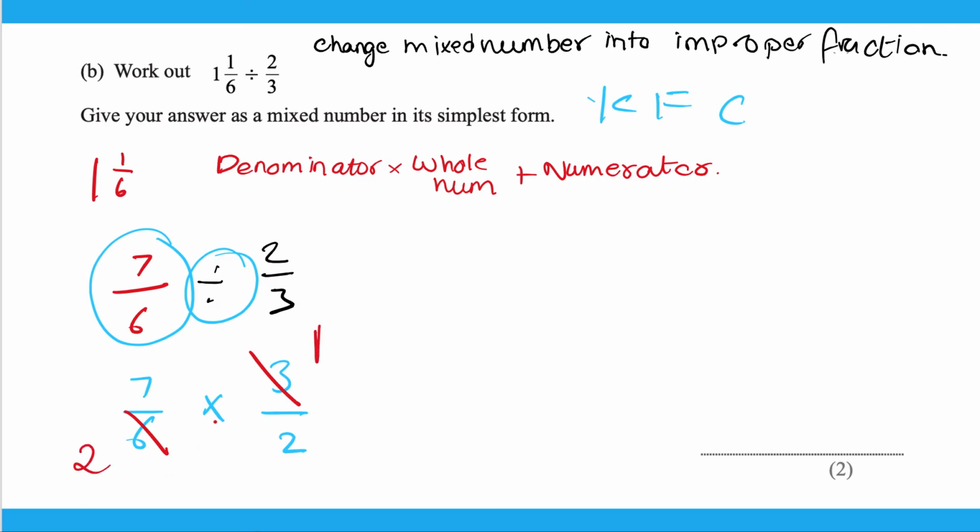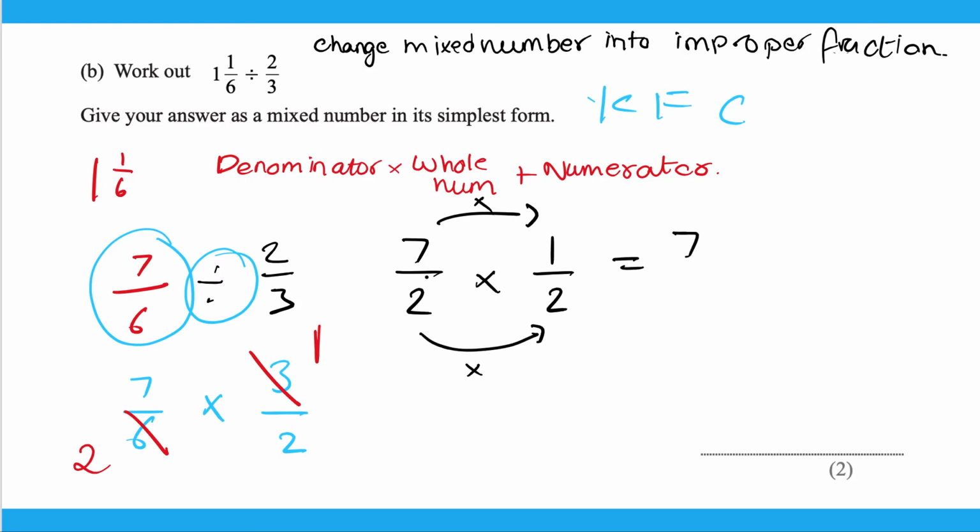Now 7 and 2 don't have anything in common, so we would have to keep it like that. Now we have 7/2 multiplied by 1/2. We can just multiply them now, it's much easier for us to do. 7 multiplied by 1 is 7, and 2 multiplied by 2 is 4.